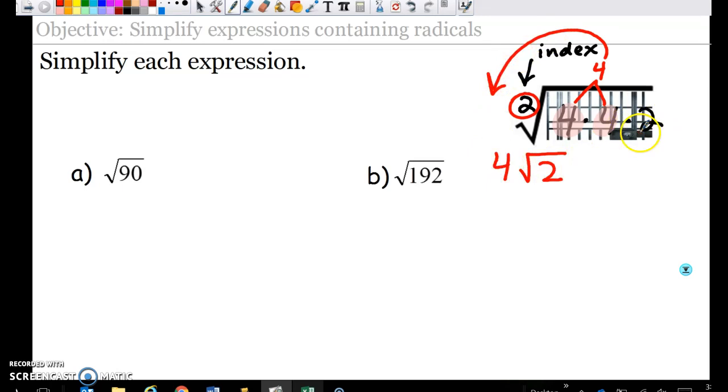The poor 2 over here by itself had a different base. There's only one of him, and he couldn't break out by himself. But the 4s, since they had 2 friends, were able to break out of the index 2 jail. But only one of them got out.